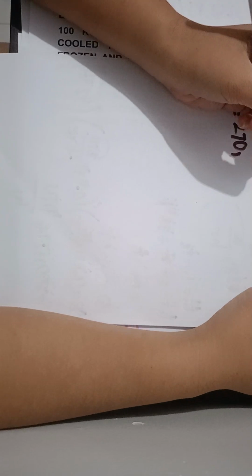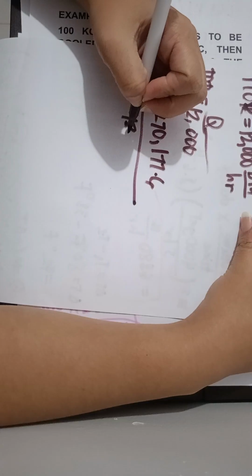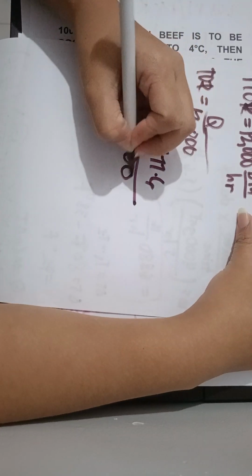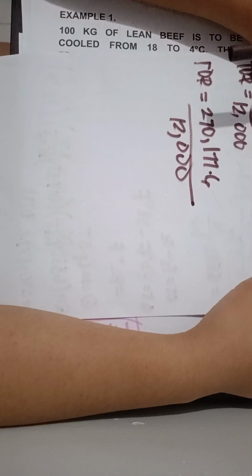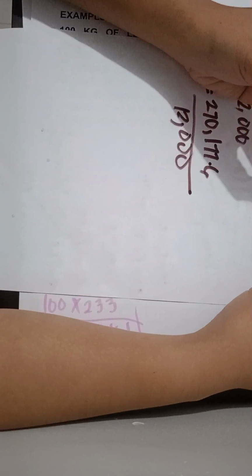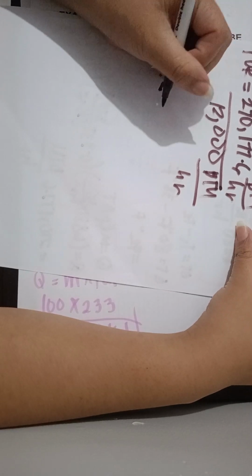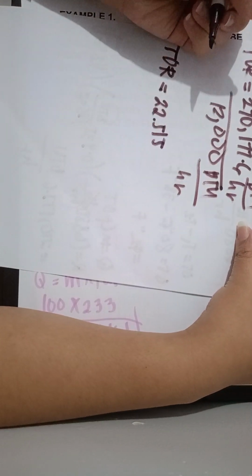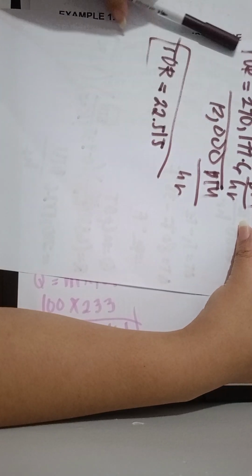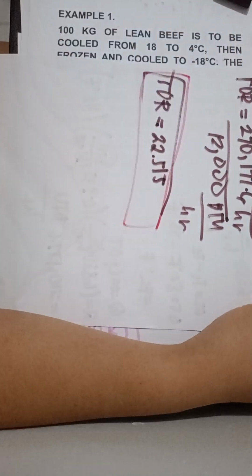ilalagay lang natin siya, 270,177.6. Kita nyo ba? And then, over siya, divide by 12,000. So, since lahat parehas naka BTU per hour, our answer is, yung TOR is equals to 22.515. Ayan, TOR. This is our final answer. Thank you.